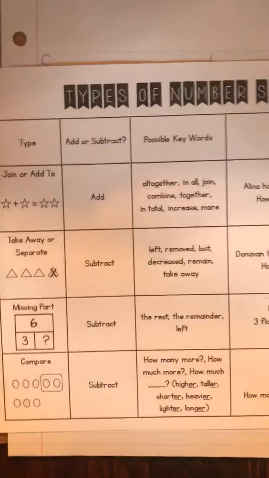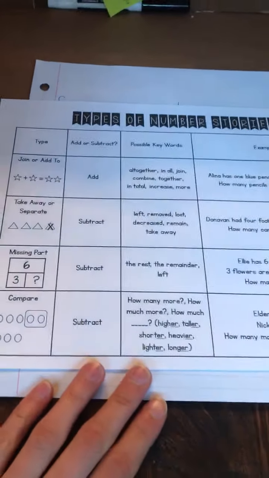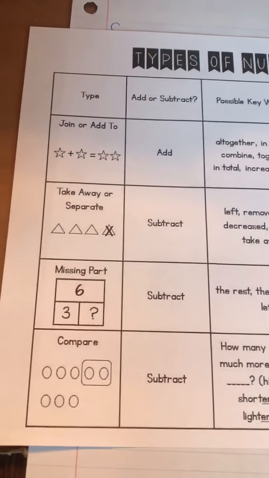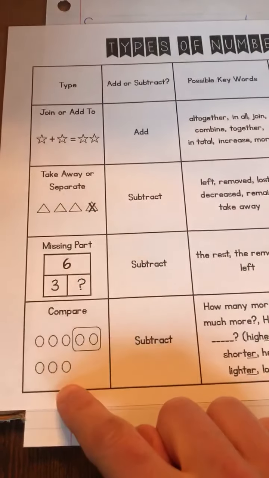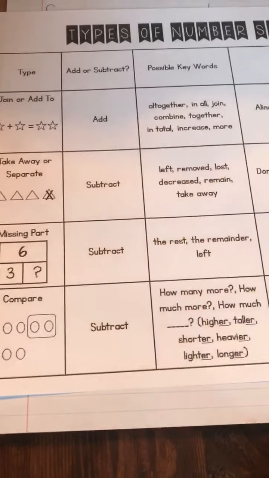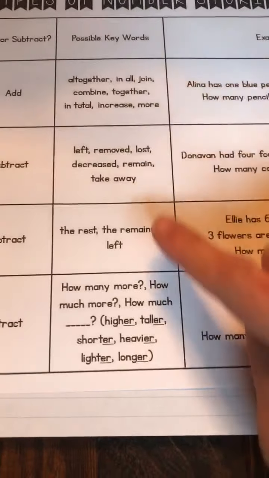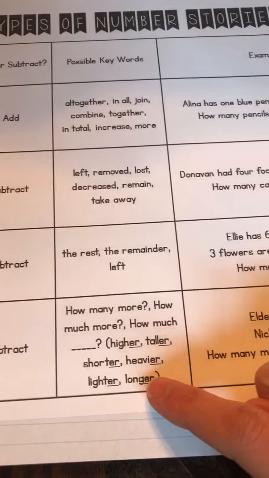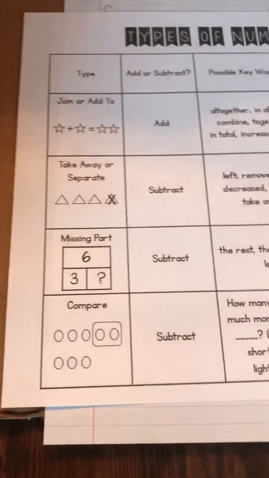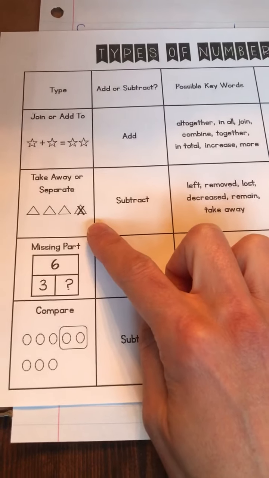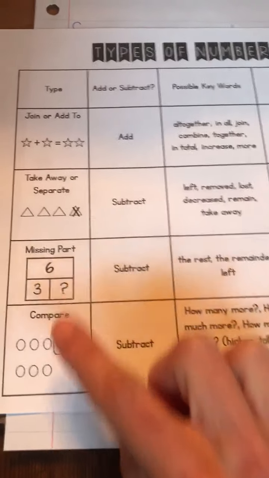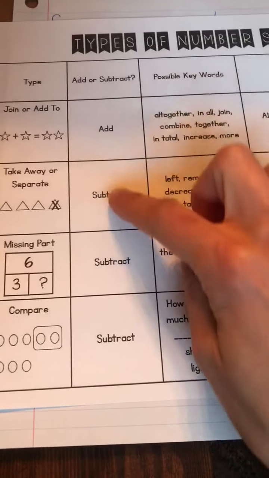So I'm going to bring the camera down here so you guys can see it. Okay, so right on the Flipgrid page where you saw the video, you are going to see a few documents. This one is types of number story. So this page talks about the different types of word problems there are and whether or not we add or subtract. There's also some possible keywords that you might find in your story problem that might help you figure out, is this a joining problem? Am I taking something away? Am I finding a missing part? Am I comparing? And then whether you need to add or subtract.